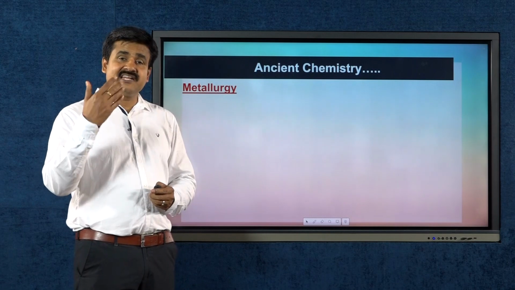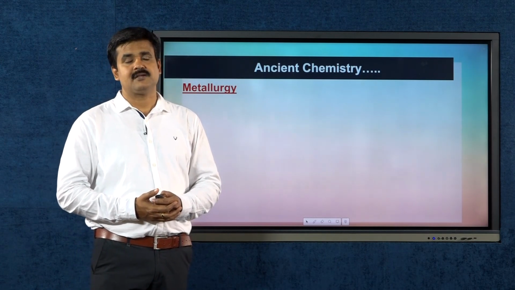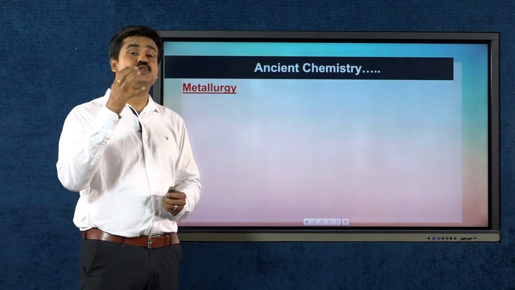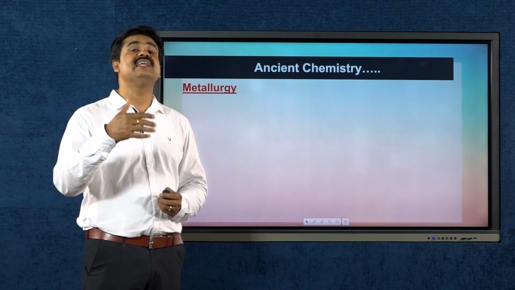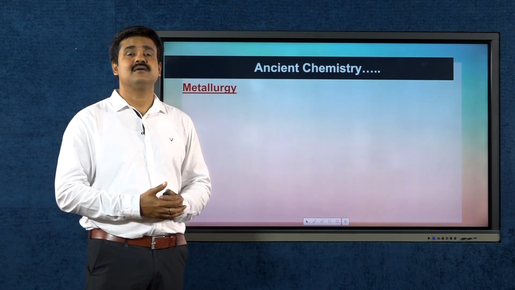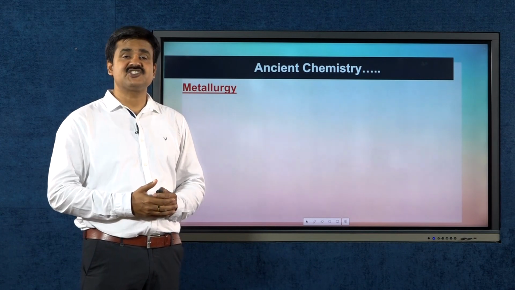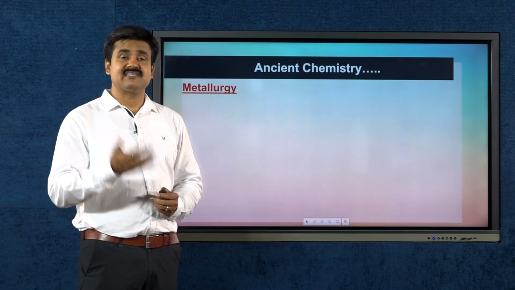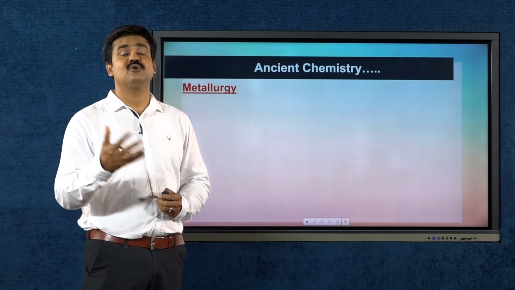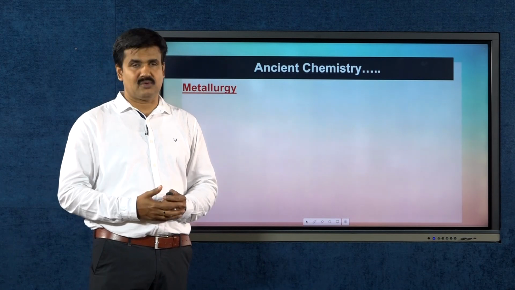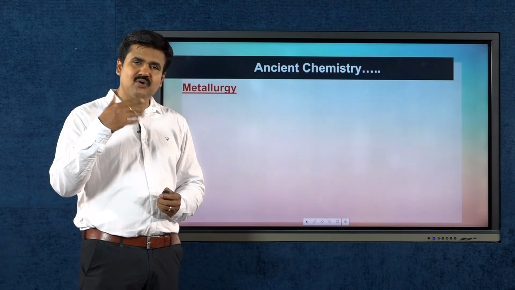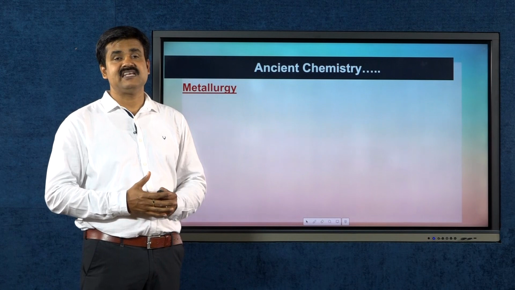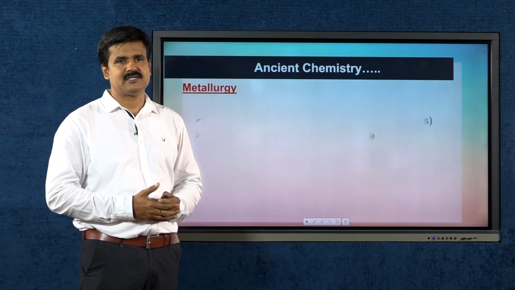Now, another important aspect of ancient chemistry is metallurgy. You know the term metallurgy: the complete production of pure metals beginning from their ore is termed metallurgy. People in the ancient period developed several metals, producing various kinds of metals like gold, copper, etc. from their ores. So, they proved their capability in the field of metallurgy. Metallurgy is recently a very important branch of chemistry.